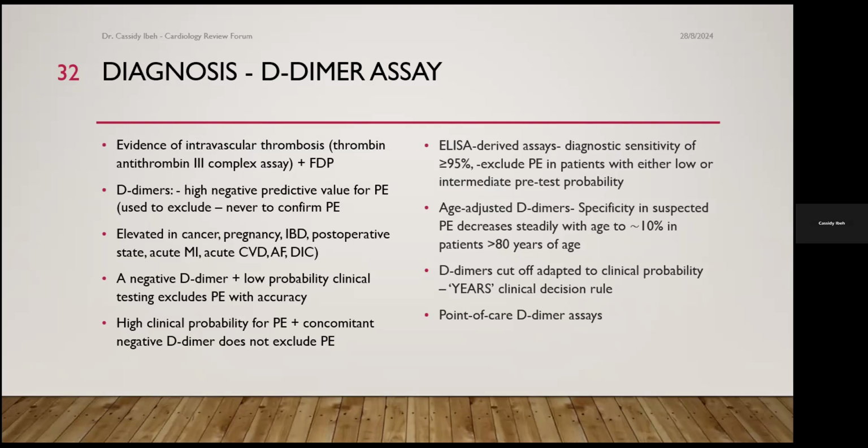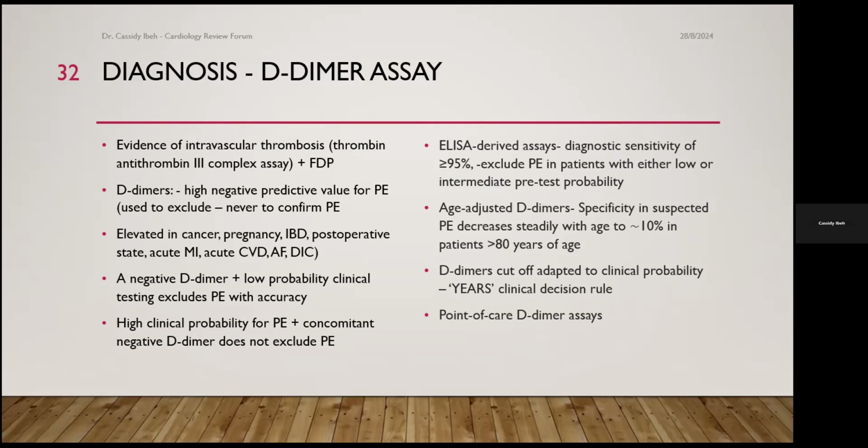But it's important to know that in cases where there is a high clinical probability for PE, a concomitant negative D-dimer does not exclude pulmonary embolism. Now it is an ELISA. The ELISA-derived assay is the one that is mostly used, with a diagnostic sensitivity of more than 95%, and it excludes PE in patients with either low or intermediate pretest probability.